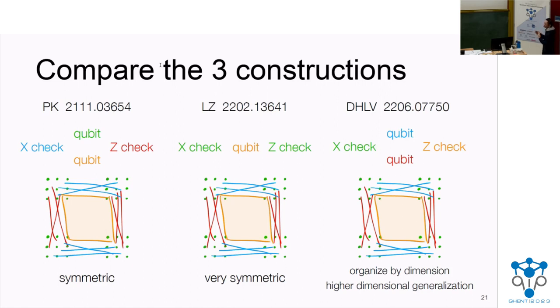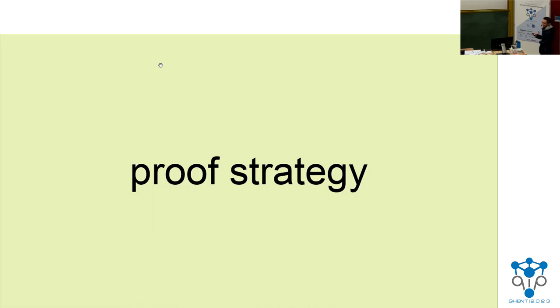When I say symmetric, I mean that if you exchange X and Z, for these two constructions they're still the same thing. But for ours, the 0-dimensional and the 2-dimensional objects would switch. So it becomes a different structure, and we have to prove the expansion separately. However, there are also some benefits. Since our construction is organized by dimension, it's easier to think about its higher dimensional generalizations. Okay, so that's the construction.